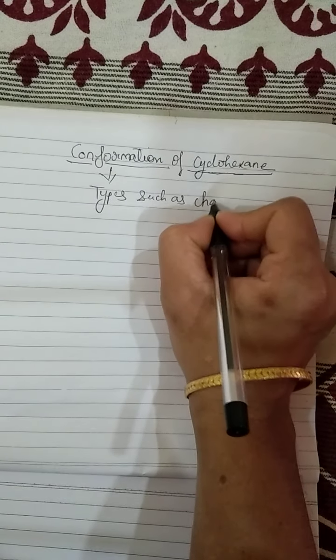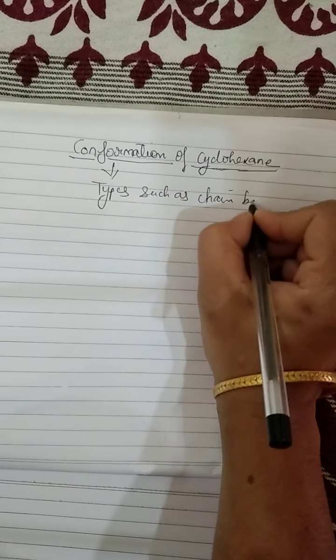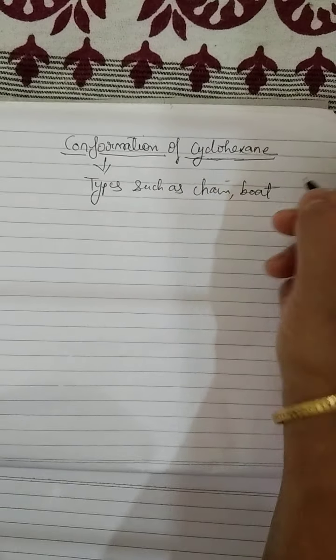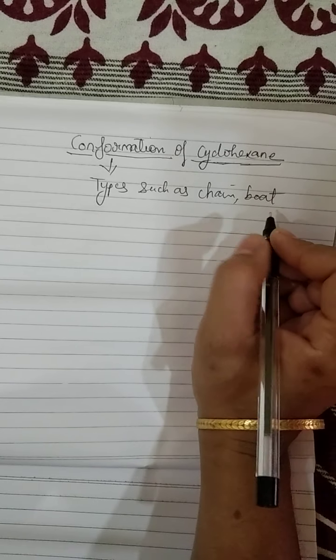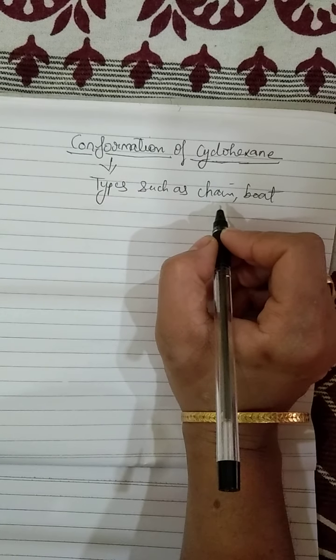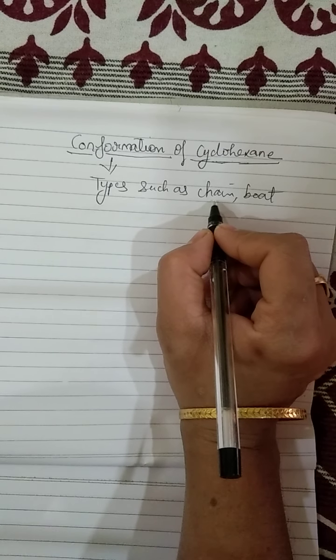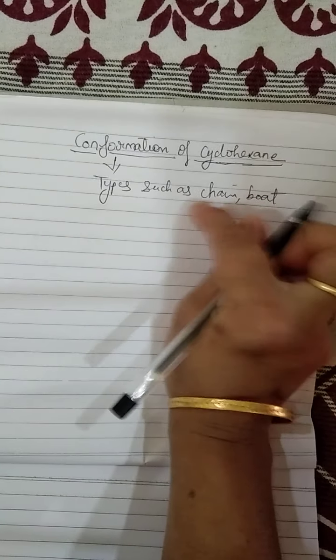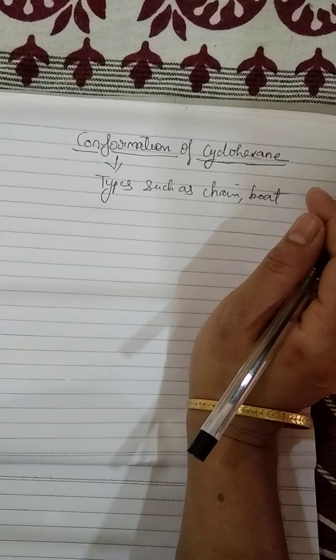chair form, boat form. These are all types. In other words, we can say conformations. So in this unit, we are going to study the structure of chair and the structure of boat. These are the conformations of cyclohexane.